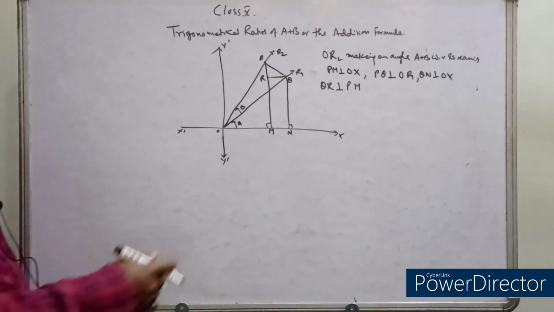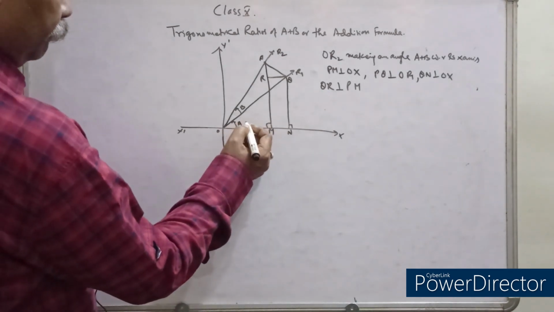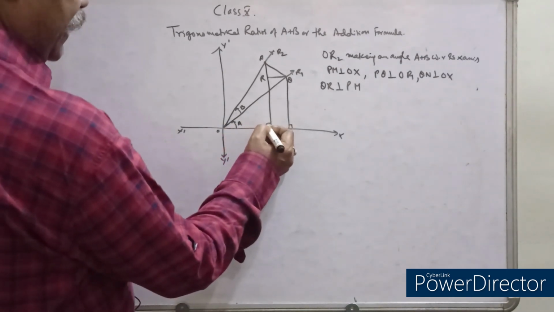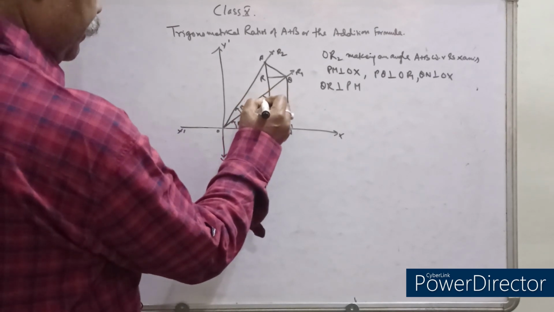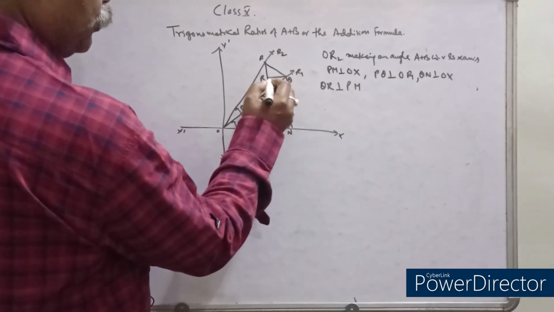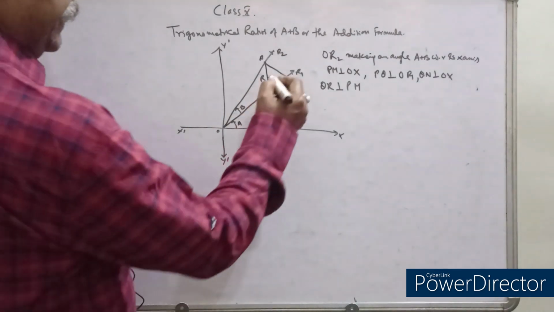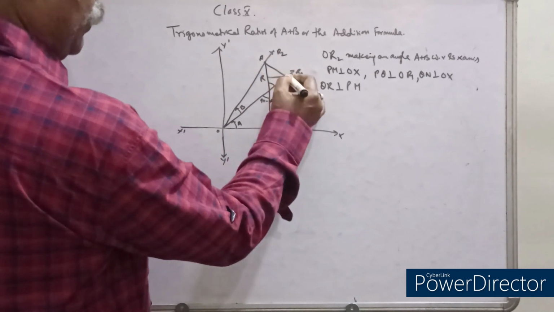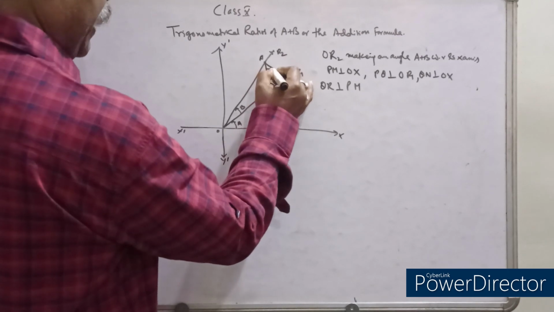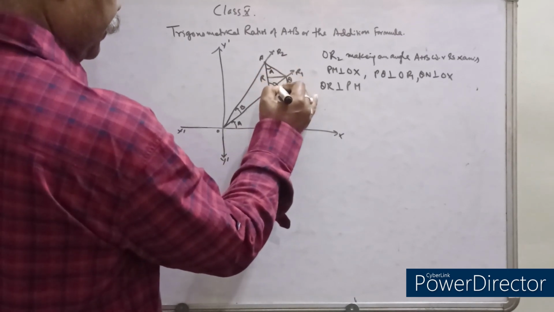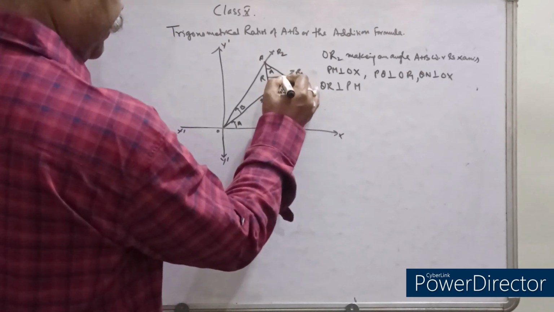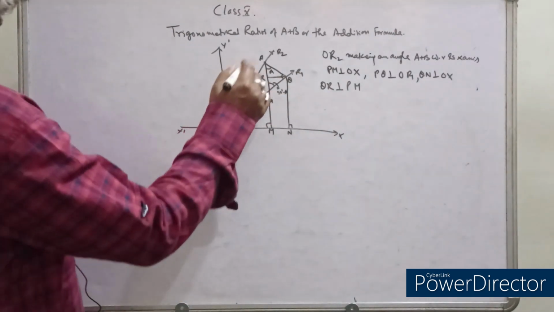Now see one thing: this angle is A, so this is 90 minus A, and this is a vertically opposite angle, so this will also be 90 minus A. And PQ is perpendicular to OR1, so this is 90 degrees, and automatically this angle will be A.